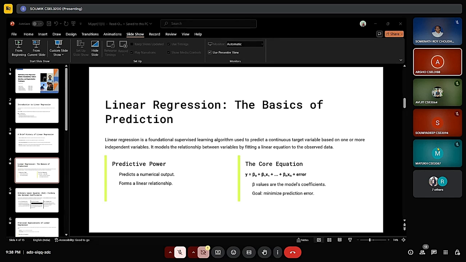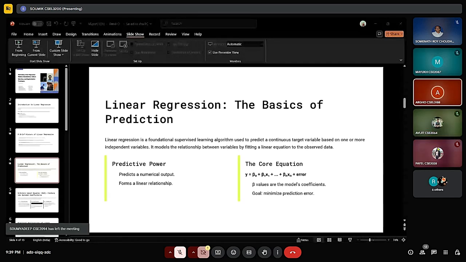Linear regression. The basics of regression. Linear regression is a foundational supervised learning algorithm used to predict a continuous target variable based on one or more independent variables. It models the relationship between variables by fitting a linear equation to the observed data. It has predictive power. It predicts a numerical output from the linear relationship. The core equation is y equals beta 0 plus beta 1 times x1 and so on. Beta values are the model's coefficients. The goal is to minimize the prediction error. Next slide.